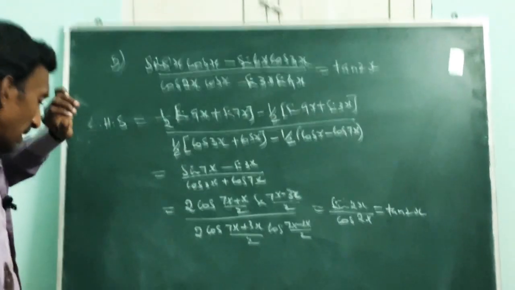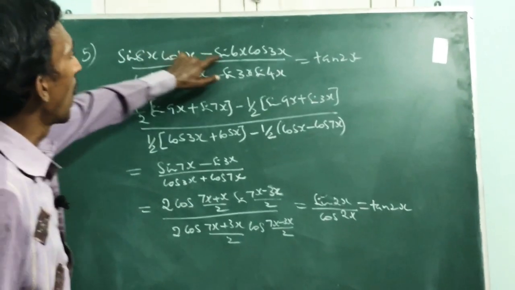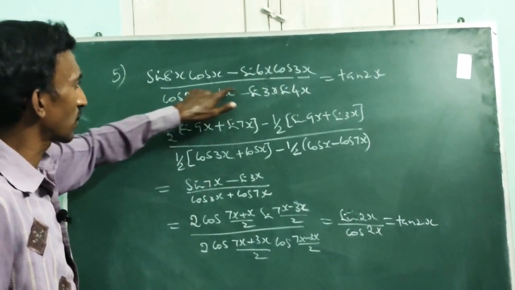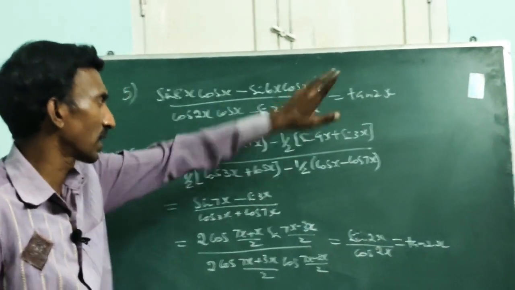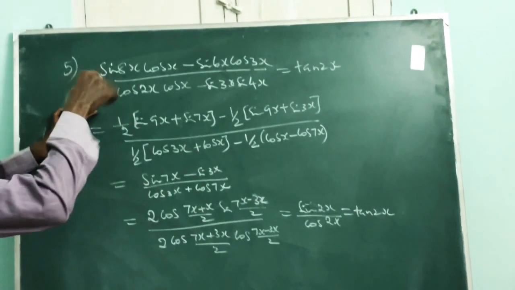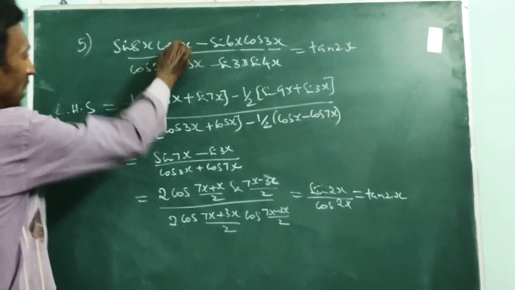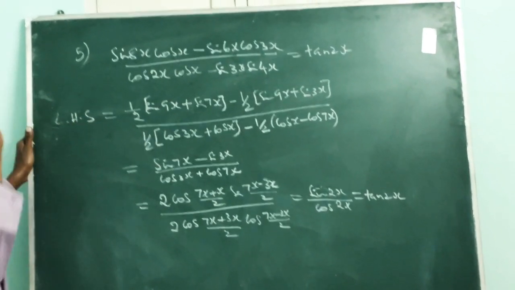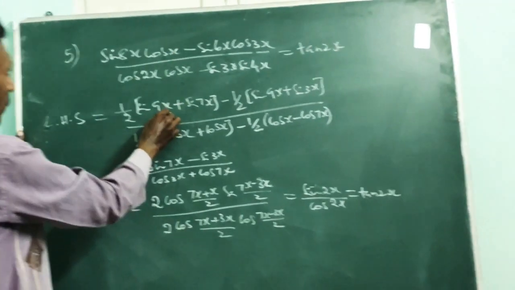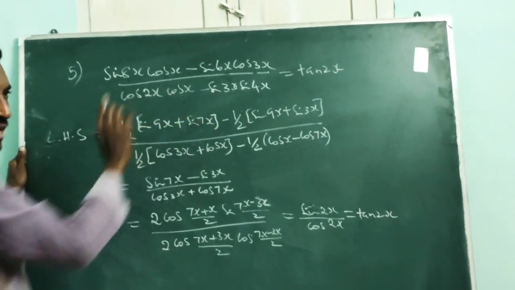Question number 5 in exercise 3.6. Show that (sin 8x into cos x minus sin 6x into cos 3x) divided by (cos 2x into cos x minus sin 3x into sin 4x) equal to tan 2x. So my dear student, take the LHS. Again we solve many problems with the use of product to sum. It is of the form sin a cos b. It is nothing but 1 by 2 (sin(a plus b) plus sin(a minus b)). So 8 plus 1 is 9, 8 minus 1 is 7x.